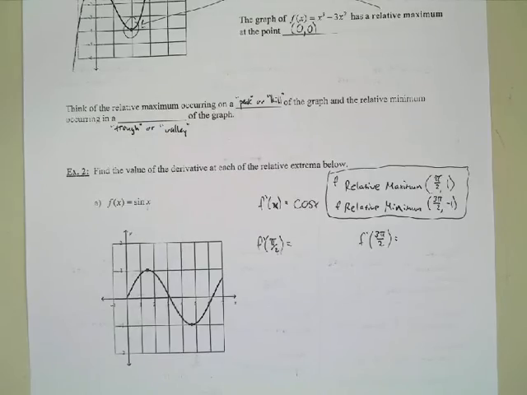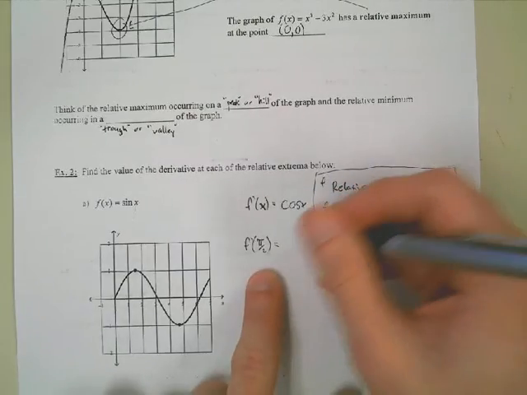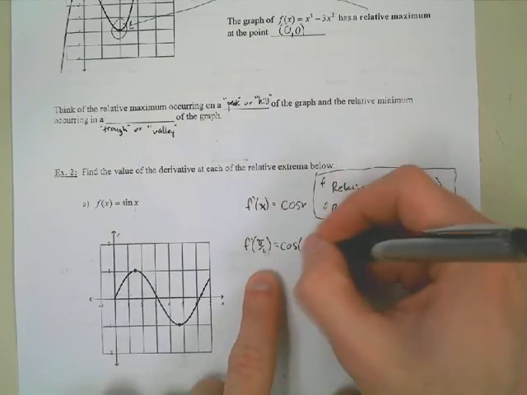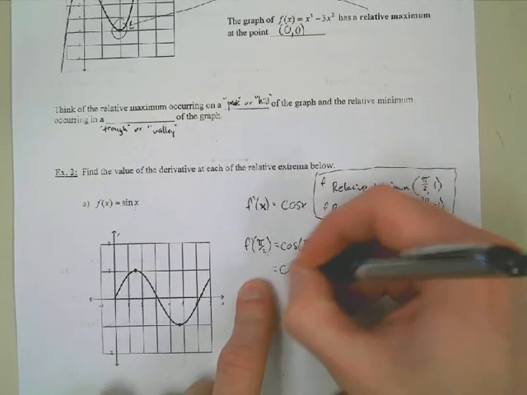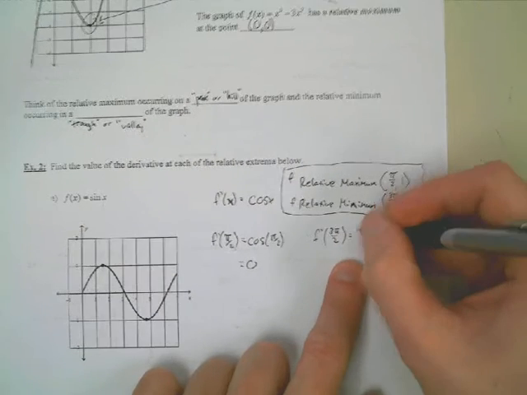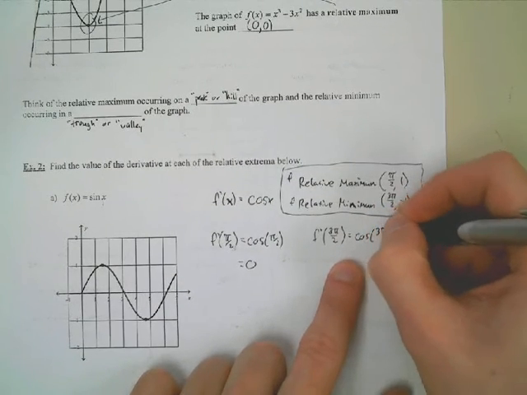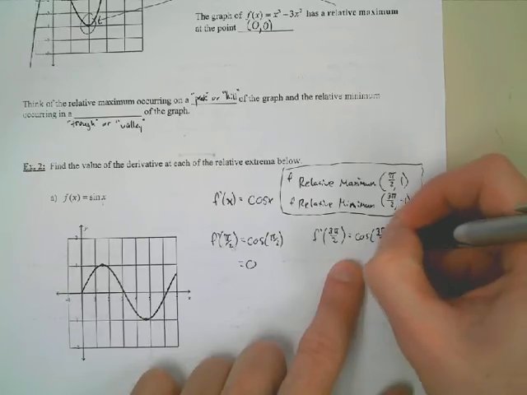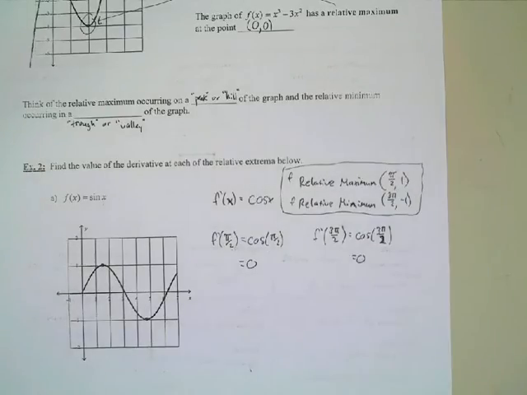Okay, so f prime of pi over 2 is what? What's cosine of pi over 2? It's 0. And what is the cosine of 3 pi over 2? It's 0 also. Oh, is that why it's like straight lines? I saw 0 things. All right.